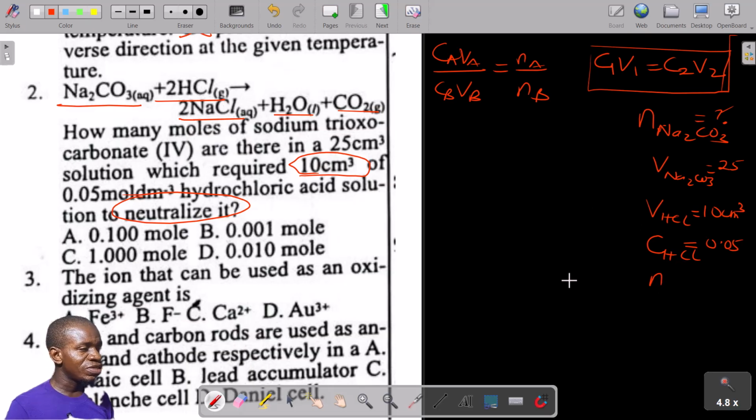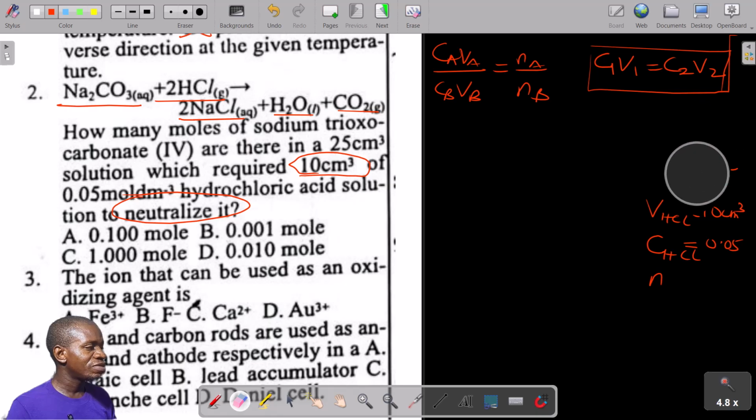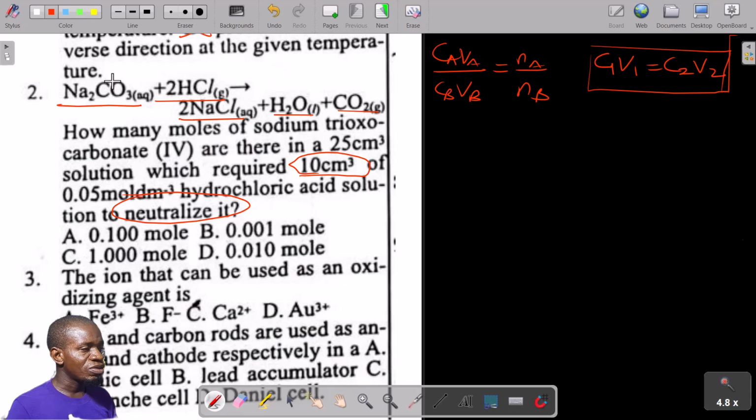Before then, what is the ratio for our sodium carbonate? Let me rewrite the parameters so that we can fix them easily and won't waste time. Normally this one is called your base and this one your acid. We are looking for the number of moles of sodium carbonate. The 25 cm cube is the volume of our base, the sodium carbonate. Then it requires 10 cm cube of 0.05 mole per dm cube hydrochloric acid.